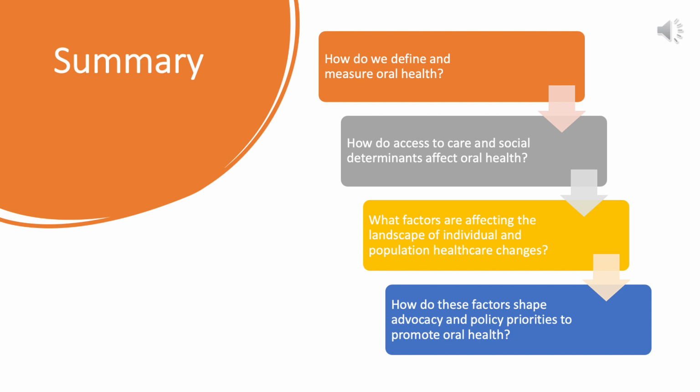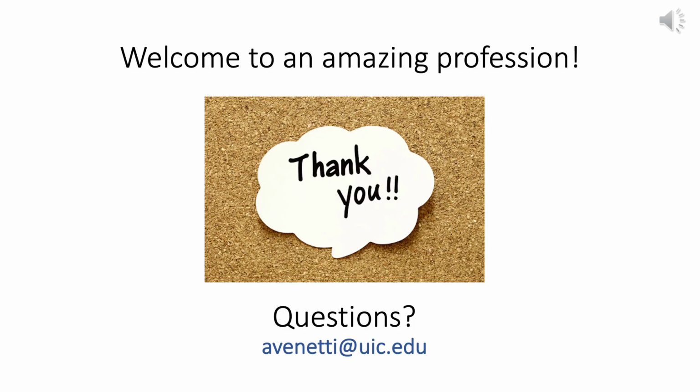To summarize the four main things that we talked about in this presentation, first, we discussed the definition of oral health and different ways that we can define and measure, as well as some of the strengths and weaknesses of each. We then talked about access to care and social determinants and how these affect oral health and why it's important to measure each of these aspects. We then moved on to factors that are affecting the landscape of healthcare at the individual and population levels. We discussed some of the impacts that COVID has had on that. And we finish up by discussing how these factors shape the advocacy and policy priorities that we use to promote oral health as individuals or within organizations such as the AAPD.